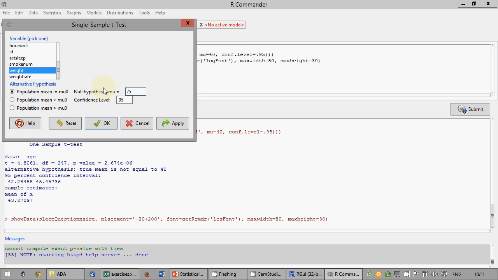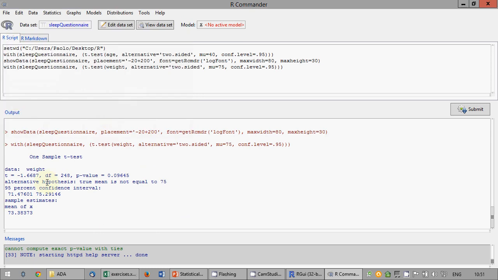It's like a machine. You put the data in, you push a button, and you get the significance. However, pay attention, because you must be able to understand the significance and understand the null hypothesis. Our null hypothesis here is that the average weight of the population is 75 kilograms. Well, first of all, the average weight in the sample is 73, so not so far away. In fact, we get a p-value which is 0.09.